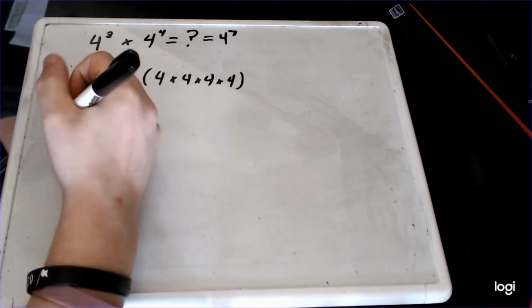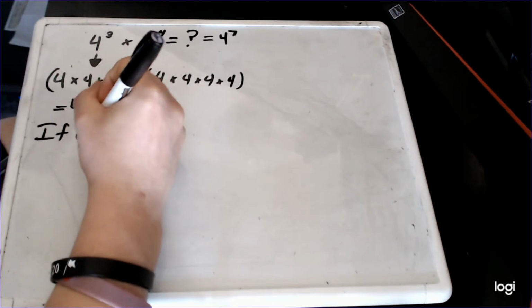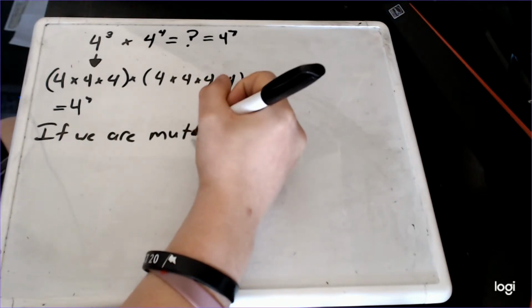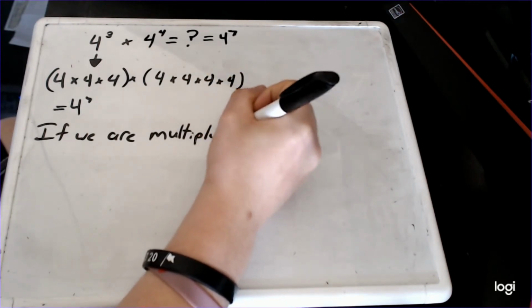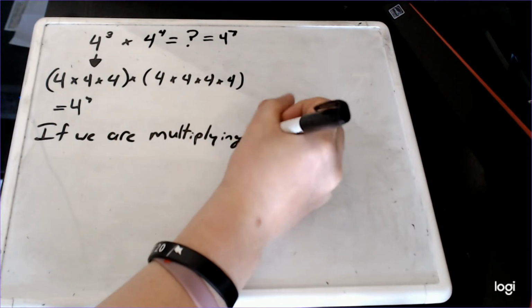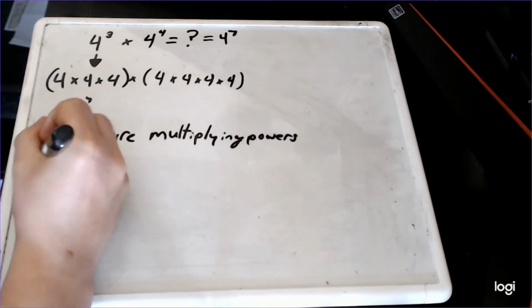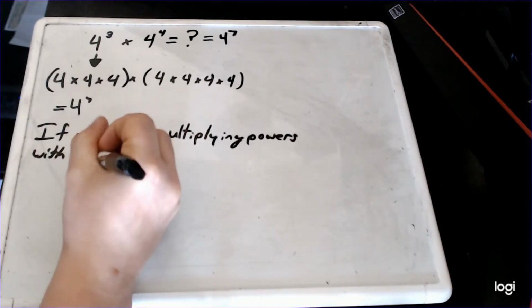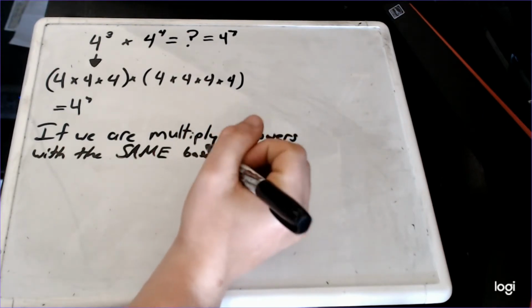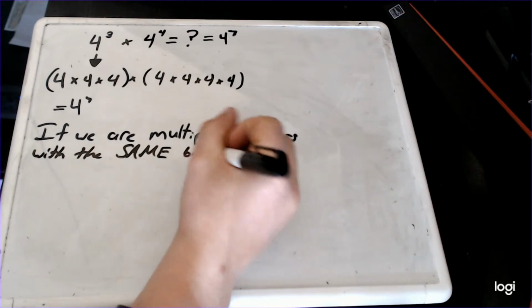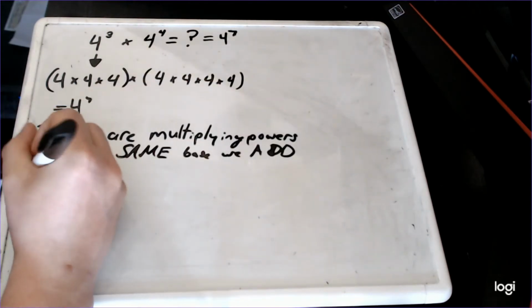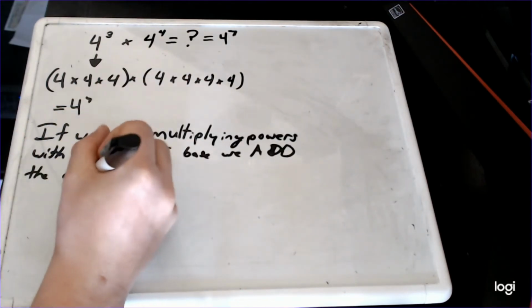write out our rule here. So if we are multiplying powers with the same base, this is the important part, we add the exponents.